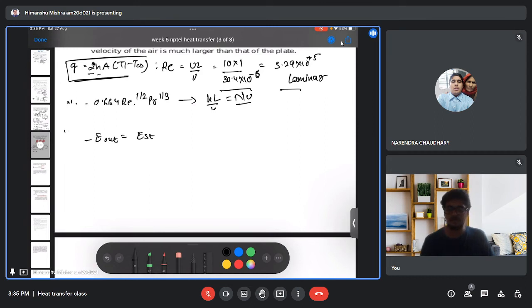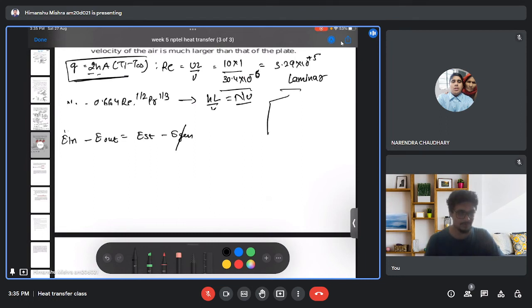So this will be our energy balance. Let me write a complete statement. This is my overall energy balance. There is no generation of heat, so this term will vanish, and there is no incoming heat.